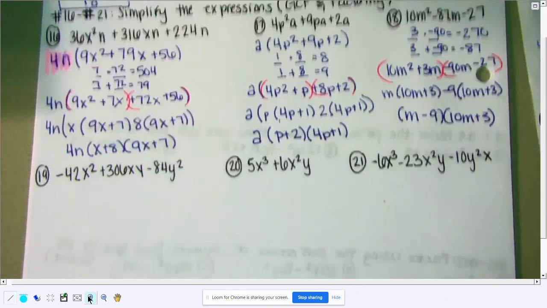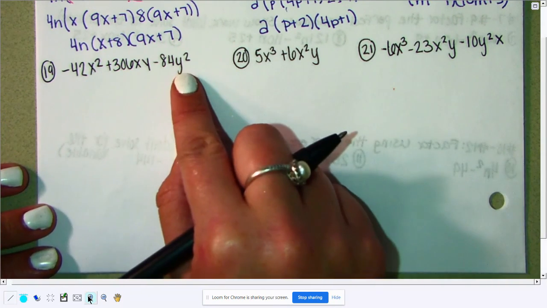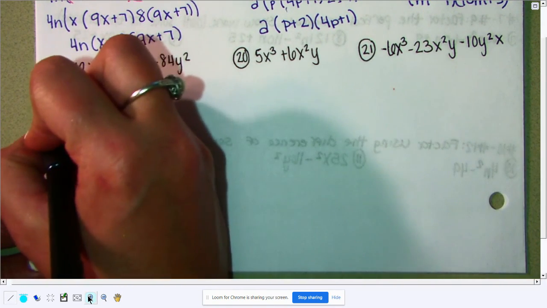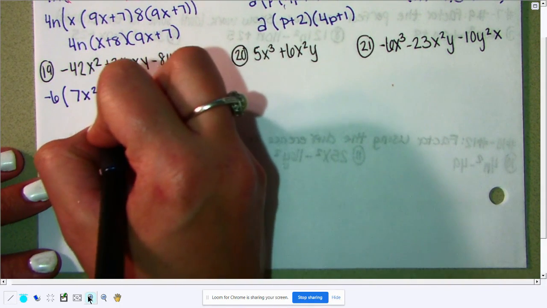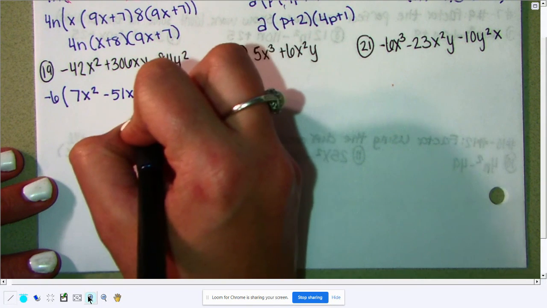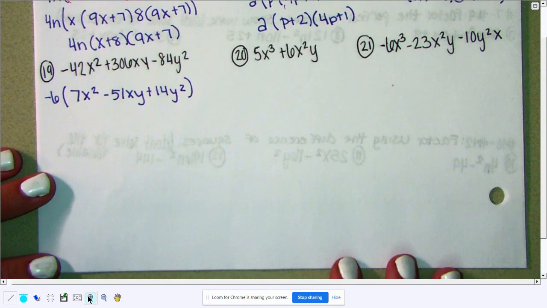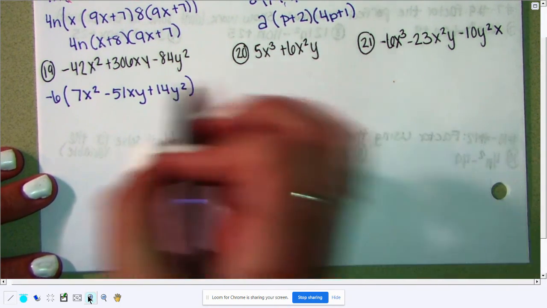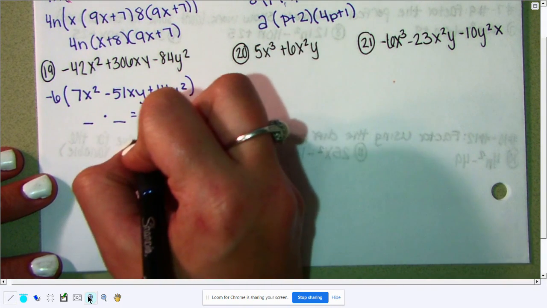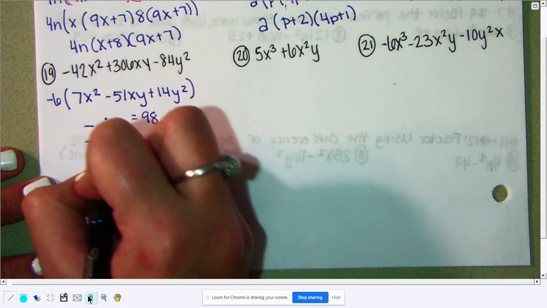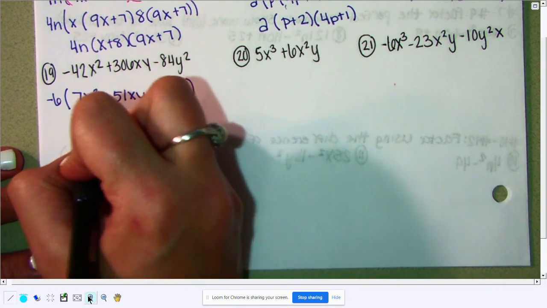All right, next one. Number 19. The GCF that can come out of every single one of these is negative 6. When I pull a negative 6 out, I'm left with 7x squared minus 51xy plus 14y squared. Now, don't be intimidated by this problem. It's nothing that you cannot do. So from here, I'm looking for two numbers that multiply to 7 times 14, which is 98. Those same two numbers have to add to equal negative 51. And those numbers are negative 2 and negative 49.